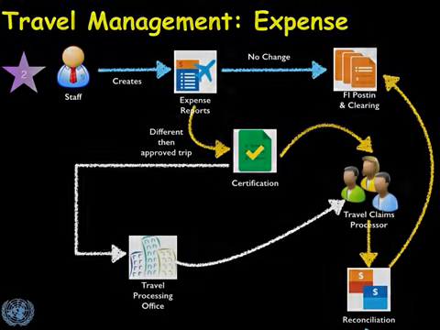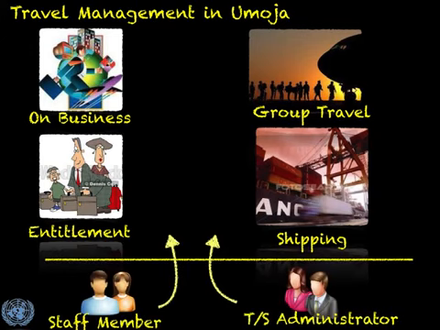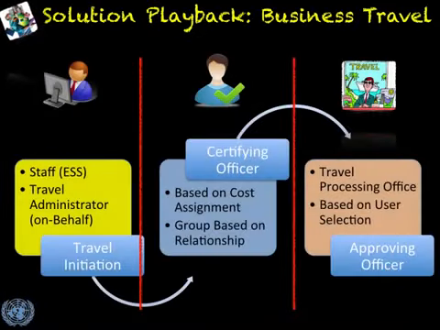Travel management in Umoja has four flavors, based on the trip type and the way in which the travel requests are created. It is business travel, entitlement travel, group travel, or a shipping request. And all these types of travel can be done by the staff member themselves using the employee self-service portal, or it can be done by administrative services using on-behalf services. Let's do the solution playback for business travel.